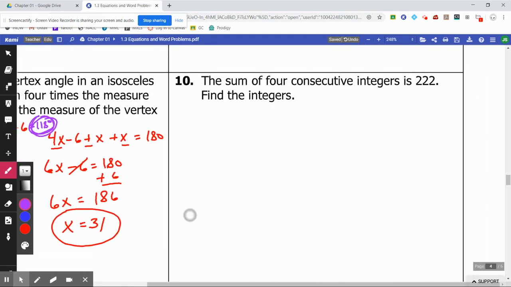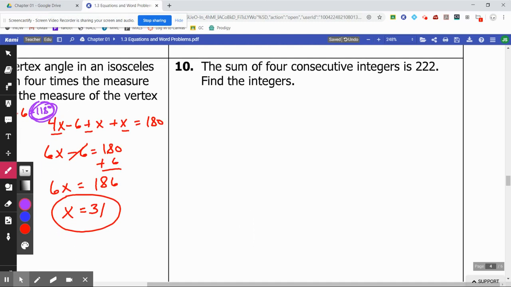The next one, number 10. The sum of 4 consecutive integers. Okay. First off, let's talk about what consecutive integers are. What does that even mean? 2, 3, 4, and 5. Those are consecutive integers. 6, 7, 8, 9. Those are consecutive integers. Consecutive means one right after the other. Integers, we've already discussed this year. Integers are your positive or negative whole numbers.